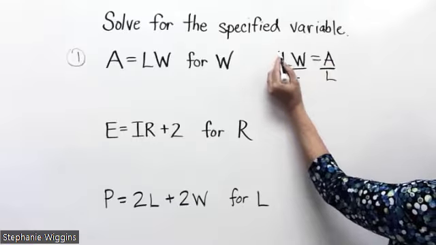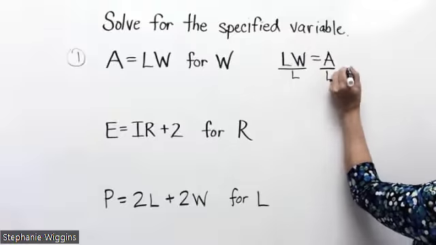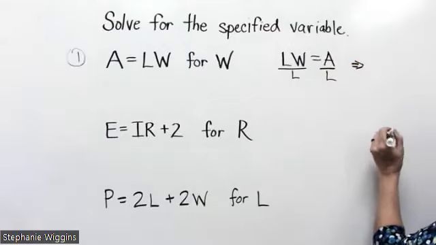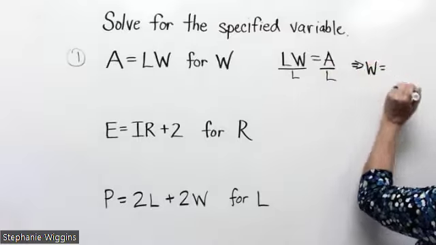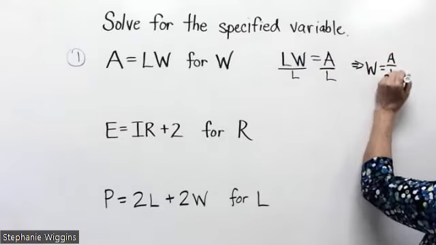And L divided by L is just 1. 1 times W is W. So we have that W is equal to A over L.